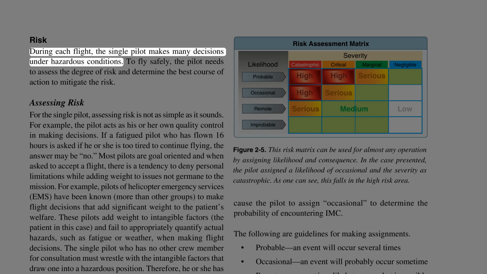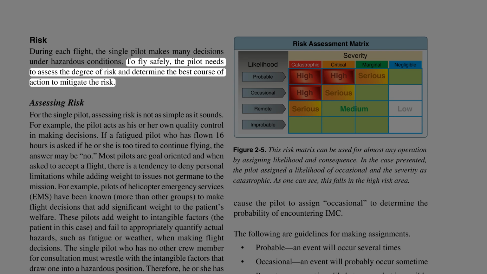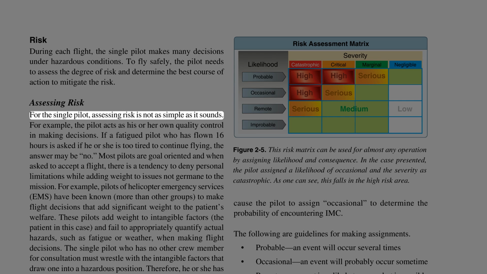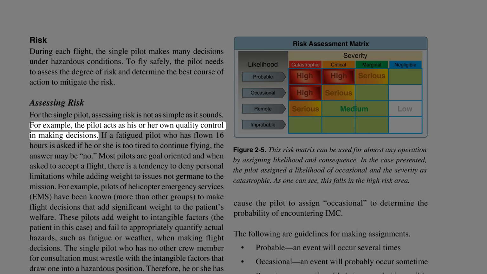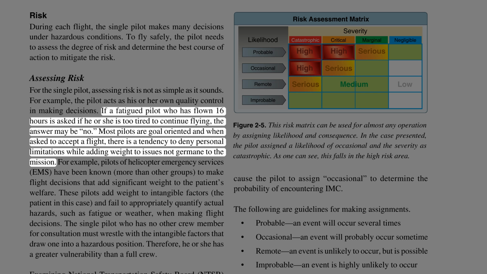Risk. During each flight, the single pilot makes many decisions under hazardous conditions. To fly safely, the pilot needs to assess the degree of risk and determine the best course of action to mitigate the risk. Assessing risk? For the single pilot, assessing risk is not as simple as it sounds. For example, the pilot acts as his or her own quality control in making decisions. If a fatigued pilot who has flown 16 hours is asked if he or she is too tired to continue flying, the answer may be no.